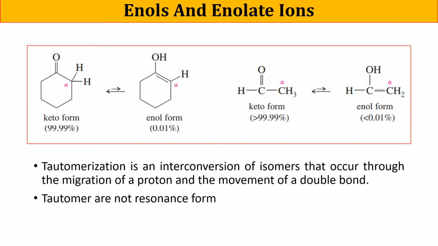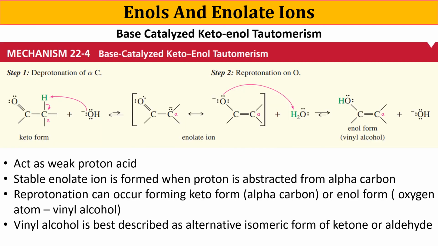Under the right circumstances, with no catalyst present, either individual tautomeric form may be isolated. Resonance forms are different representations of the same structure with all the atoms in the same place, showing how electrons are delocalized.